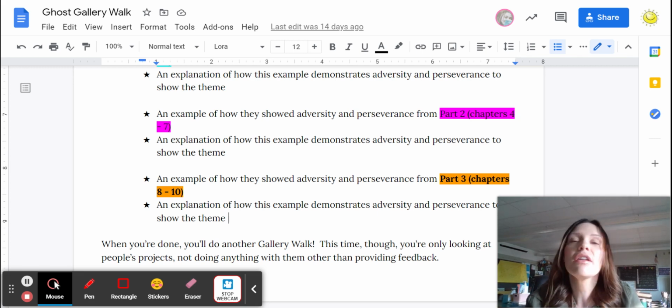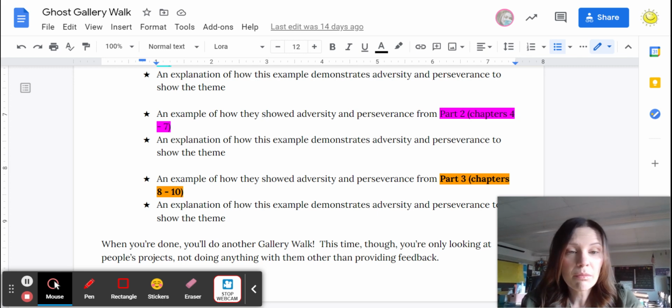Hey, there's this character. They've shown adversity and perseverance. Here's a symbol that represents it. Here's some examples from each part of the novel. And here's how that shows you the theme and shows that they can persevere.